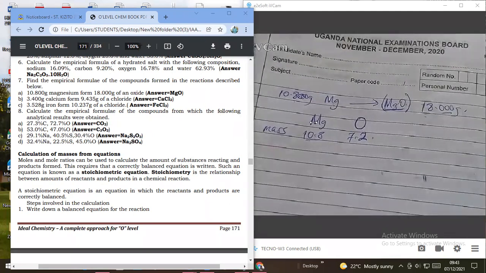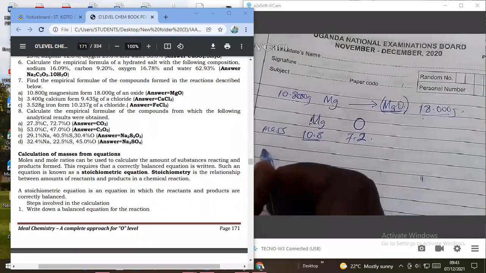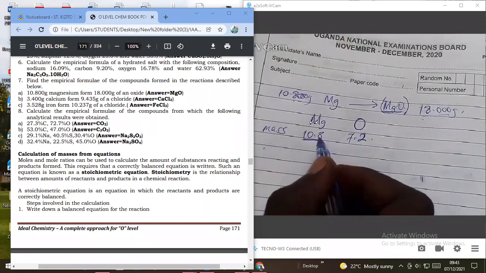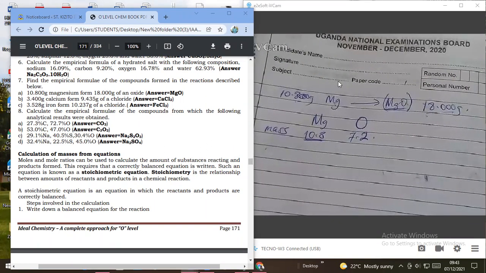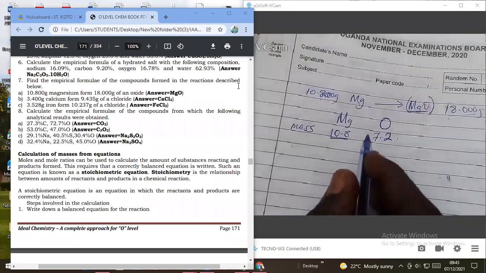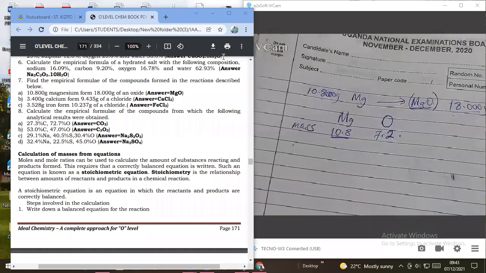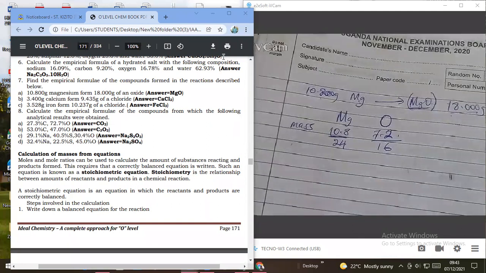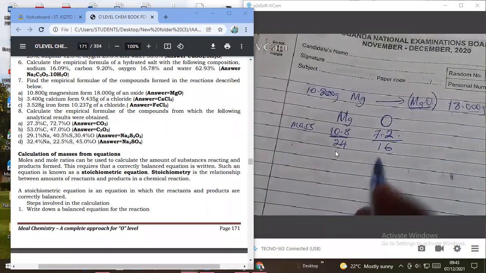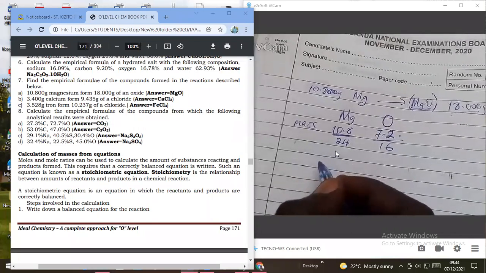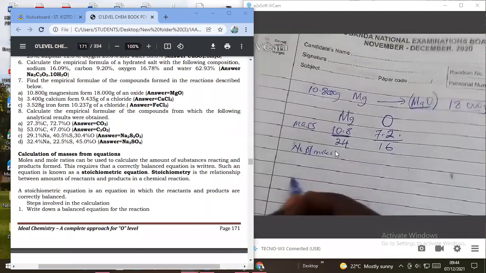7.2. That is good. So to get the number of moles, we divide this by the relative atomic mass. What is the relative atomic mass of magnesium? In the table. Yes, Lynette. It's 24. Very good, 24. What about oxygen? It's 16. Very good. Bright, you divide for me this and get the answer to 3 decimal places. 10.8 divided by 24. We are now getting the number of moles. Then afterwards, you are going to get the mole ratios.